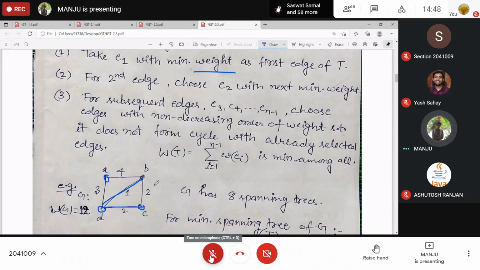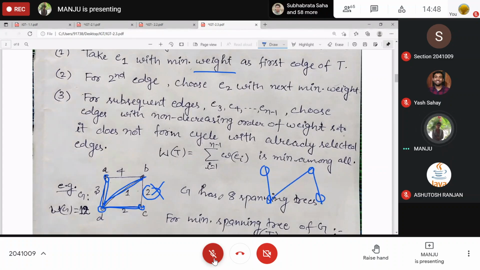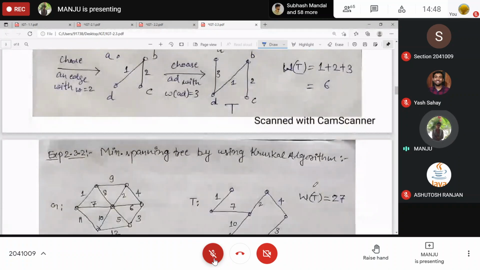Next, can you take 2? Can you take 2? If you take this with 2, no ma'am, it will form a circle. It will form a cycle. That's why you can discard this one and proceed to this. This will be your minimum spanning tree. Okay? And another minimum spanning tree will be this one, by taking this one and discarding this. Okay? 3, 1, 2. So that's the Kruskal algorithm.